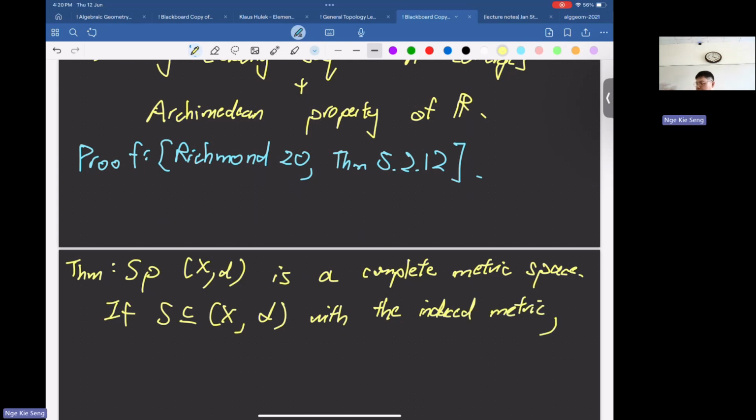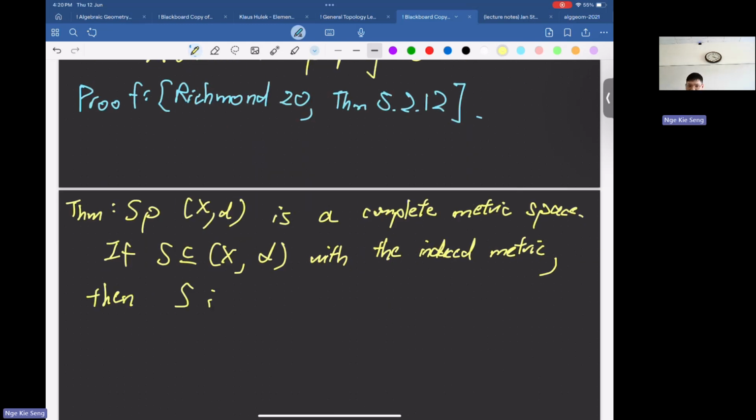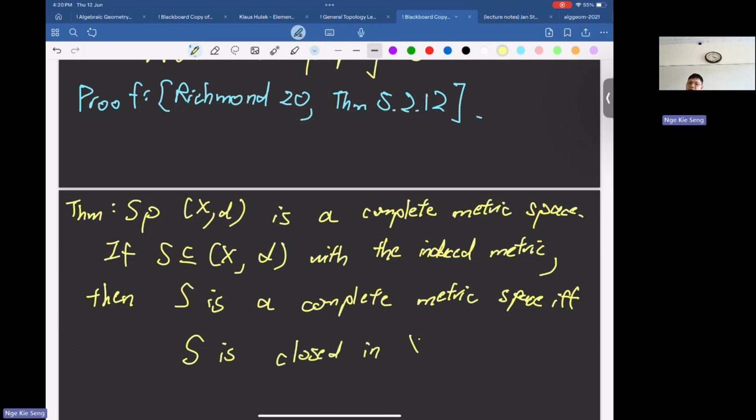The induced metric here just says that I use the original metric and put it on my S. Then S is a complete metric space if and only if you contain limit points. What's the idea of containing limit points? S is closed. Good. S is actually closed in X. So if you are closed in a complete metric space, you are complete. Or if you are a complete subset of a complete metric space, you are closed. These two ideas are equivalent inside a complete metric space.